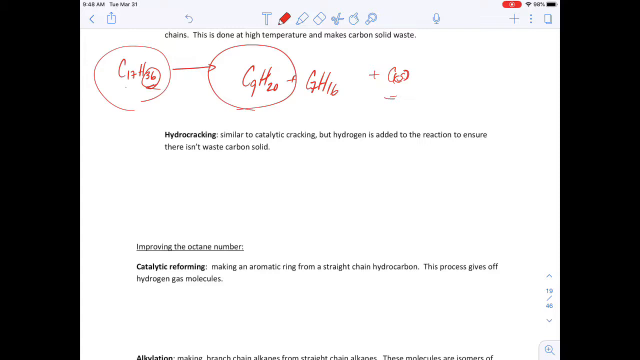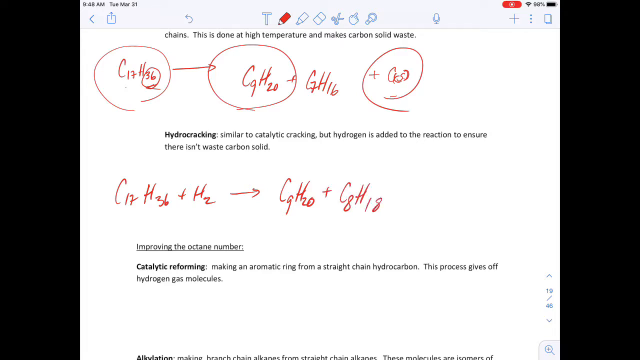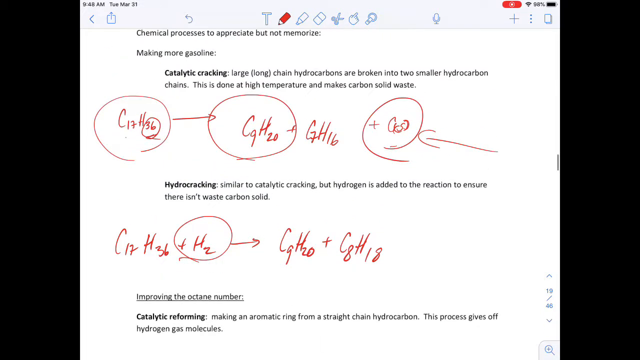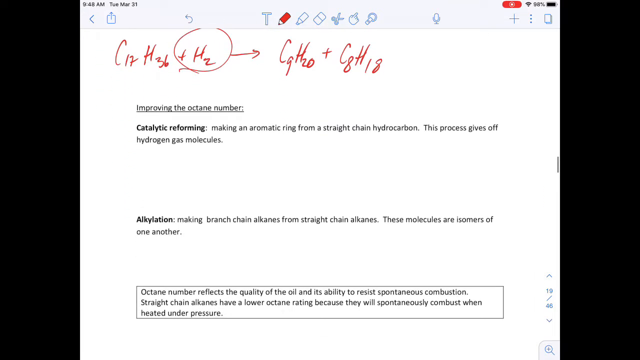Hydrocracking solves this waste carbon problem. It'd take C17H36, it'd add a hydrogen to it, and now I can get C9H20, and I can get C8H18, because now I've got enough hydrogens to complete it. So it produces a little bit less waste carbon that's kind of useless, but I need to have a supply of hydrogen to be able to do that. So this is a way for us to increase the amount of gasoline that's produced. We take bigger molecules, split them into 2 smaller molecules that can both be used as gasoline in cars.